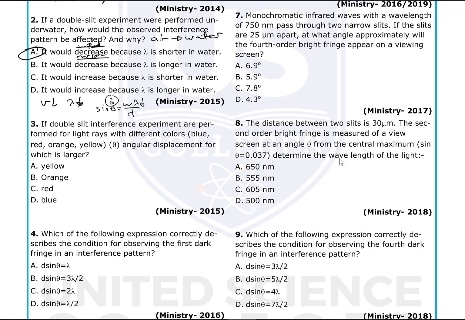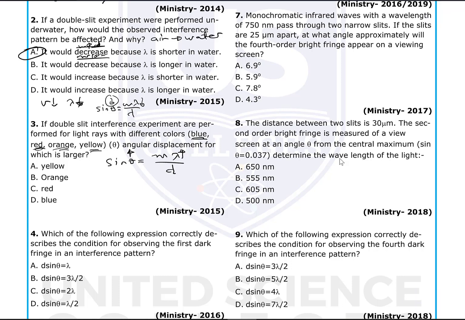If a double-slit interference experiment were performed for light rays with different colors, blue, red, orange, and yellow, angular displacement for which is larger? Again, use the equation sine theta equals m lambda over d. The light which has the longest wavelength will have the largest interference angular displacement.